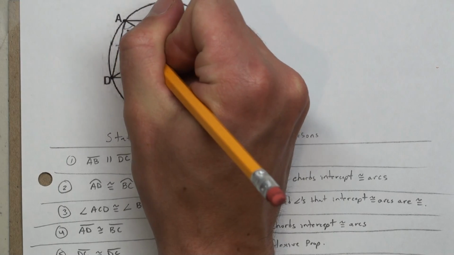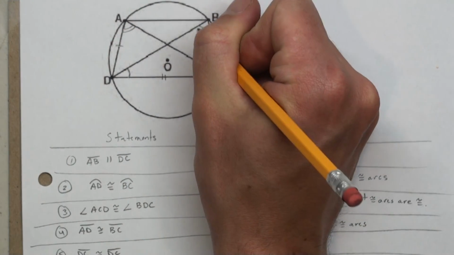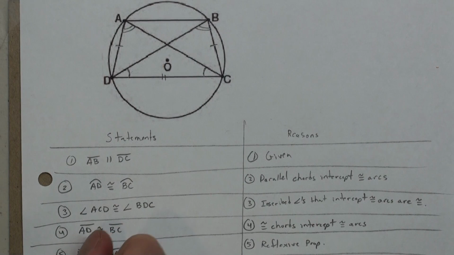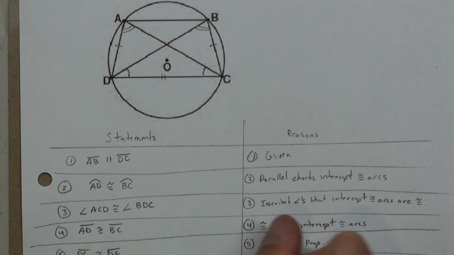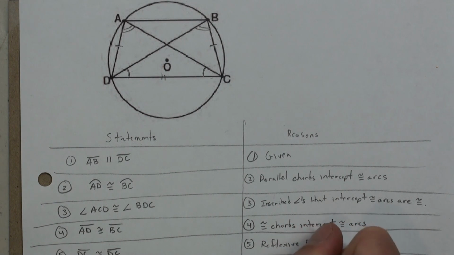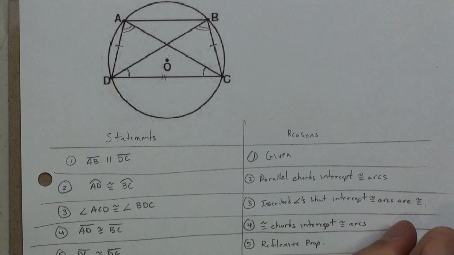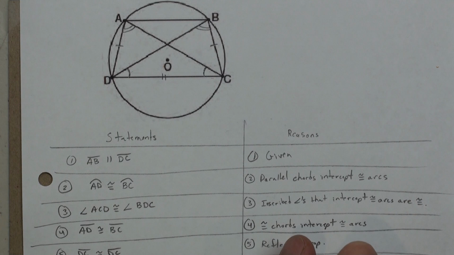Let's show that this angle is congruent to this angle. Angle DAC is congruent to angle CBD, and that would be because inscribed angles that intercept the same arc are congruent.